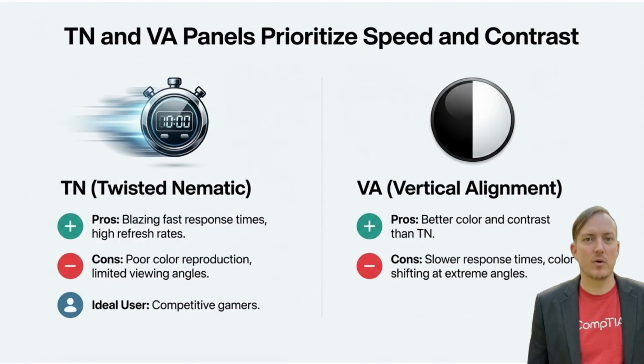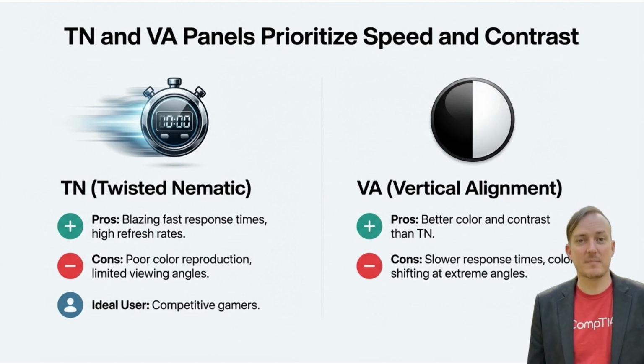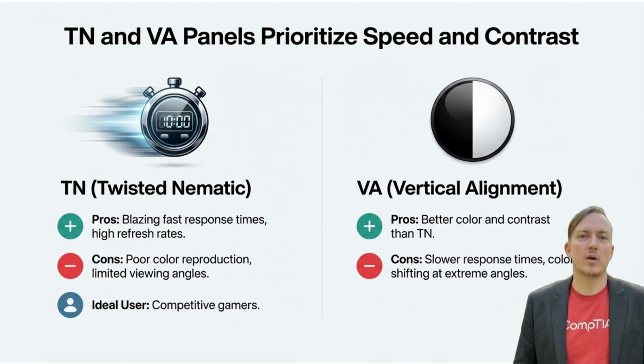If you don't care about perfect color and just need pure speed, you want a TN, or twisted nematic, panel. TN panels deliver blazing fast response times and incredibly high refresh rates. When a competitive gamer needs split-second reflexes to dodge a Guardian's laser beam, they rely on a TN panel. The downside? Poor color reproduction and terrible viewing angles.